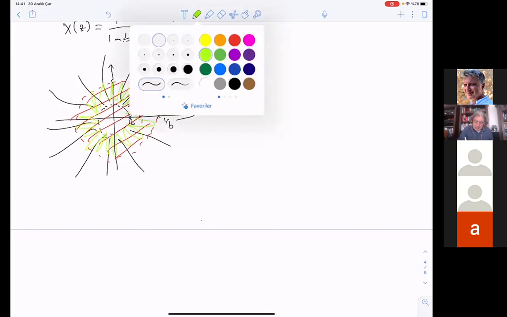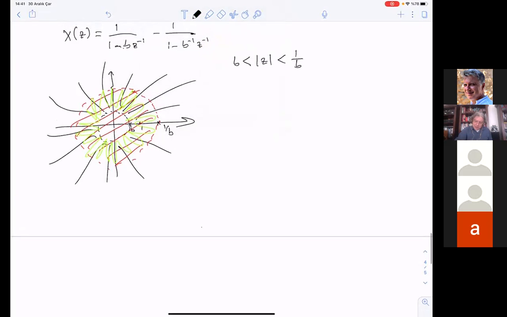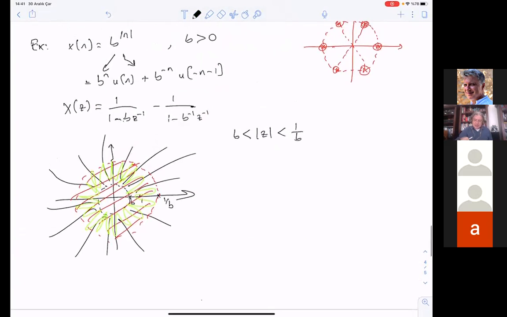So that disk is the one that we need to write as the region of convergence, which can be simplified as the magnitude of z is greater than b and less than 1 over b. So this is the region of convergence expression that you have to write. And as you see, it works as long as b is less than 1 and 1 over b is therefore greater than 1. So let's look at the signal again. The signal is b to the magnitude of n.